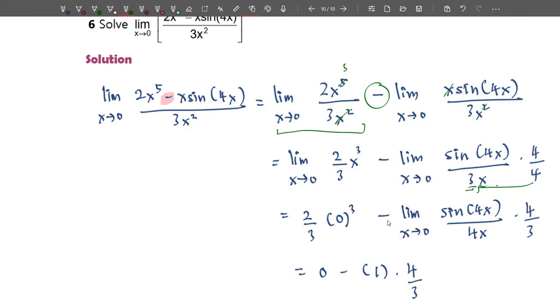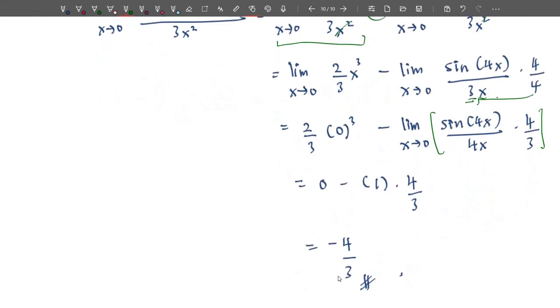Okay, so right now it is minus because the connector is minus. Limit x approaches 0. Rewrite the terms with the pairings. Okay, the pairing that we have is sin 4x over 4x, and the remaining function that is left is 4 over 3. Okay, and here the 0 that we obtained earlier minus 1, because limit sin 4x over 4x when x approaches 0 is equal to 1, times 4 over 3 here. And the answer will be negative 4 over 3.